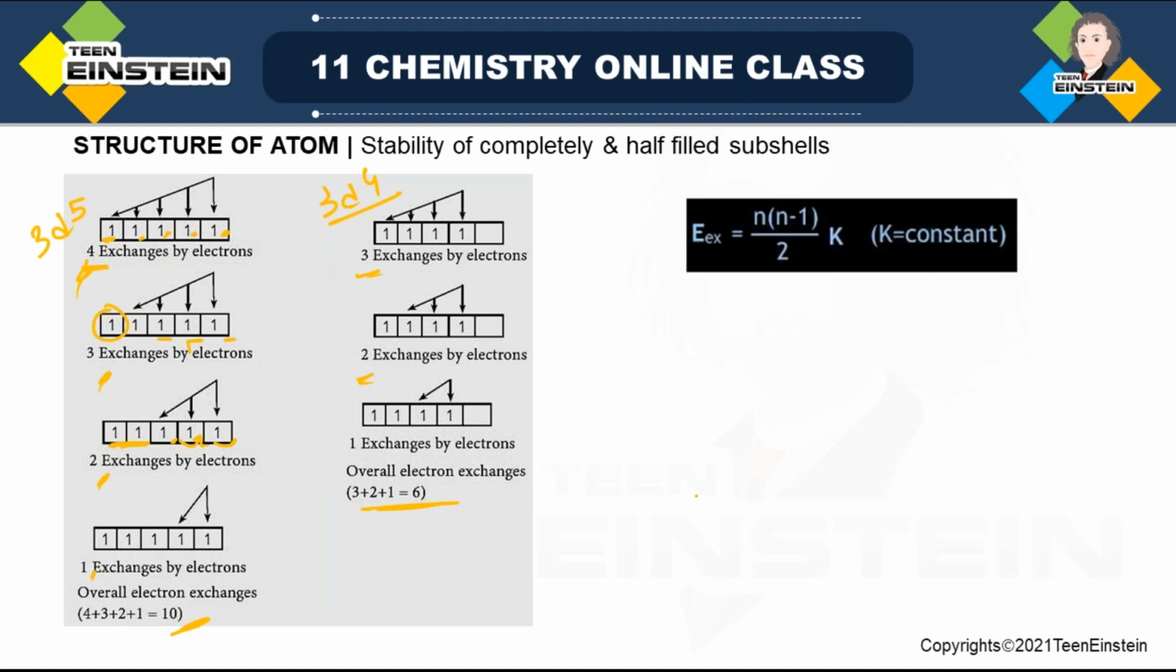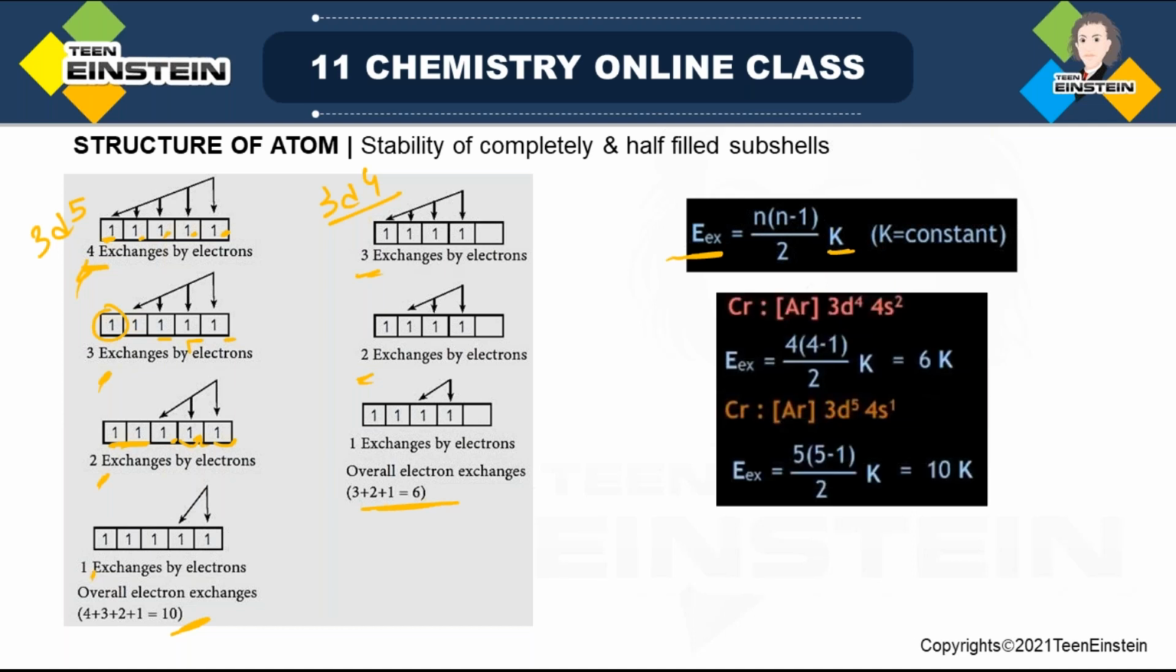And how will you know what the exchange energy is? You have to follow this rule: n(n minus 1) divided by 2, times k, where k is a constant. Now the n value is the number of singly occupied electrons present. So when it is d5, the n value is 5, that is small n. Don't think it is the principal quantum number, don't be confused, it is simply n. So n is 5 because it is 3d5, and here n is 4 because it is 3d4.